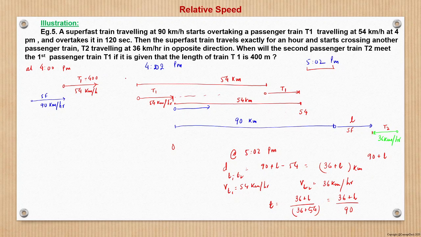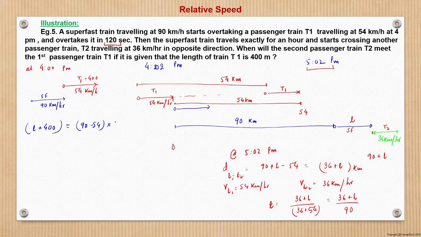For that we need to use the first information, which is given as 120 second. So the super fast train crosses the passenger train T1 in 120 second, moving in the same direction. So we can say that n plus 400 is the total relative distance covered between the two trains, and the relative speed is 90 minus 54, right? And this is in kilometer per hour.